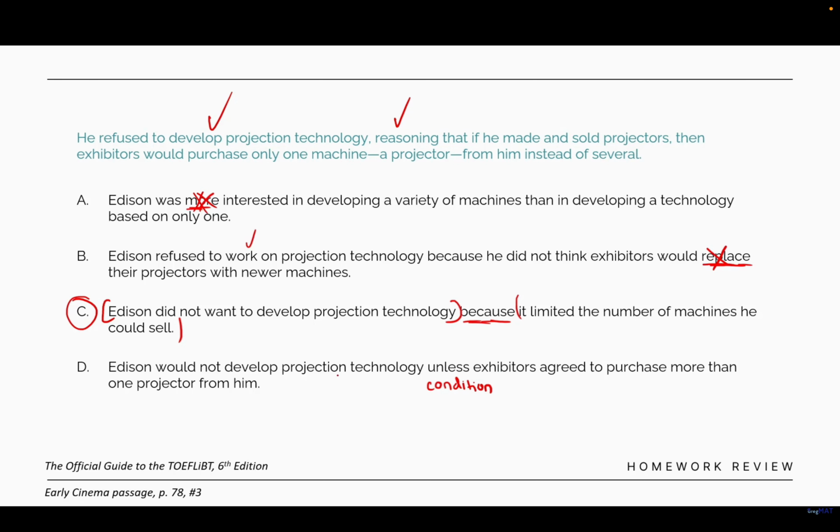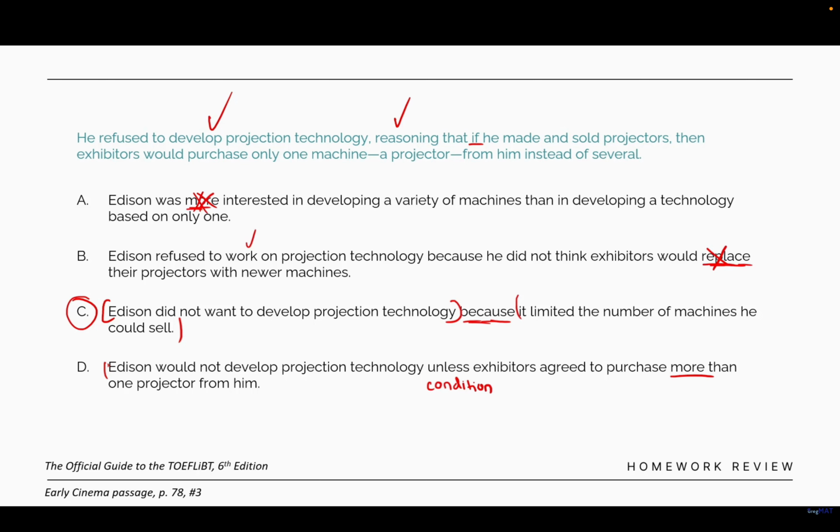Would develop. But is there any condition here? No, there is no such condition right here if he made and sold projectors. But first of all, we have a couple things. Not if they agree to purchase more than one projector, stuff like that, right? In fact, this actually implies that Edison did develop it after they agreed to his condition. But this one just says no, he didn't. Yeah. Cool. Great job.